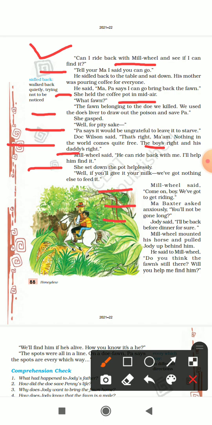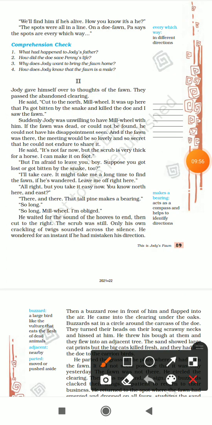Jody asked Millville, do you think the fawn is still there and will you help me to find him? We'll find him if he is alive. How do you know it's a he? The spots were all in a line on a buck fawn. On a doe fawn, the spots are every which way. So Millville replied that we will find him if the fawn is alive.